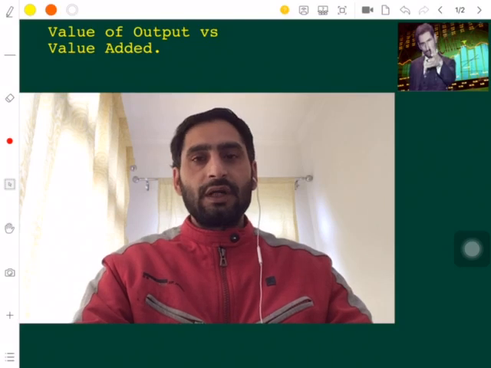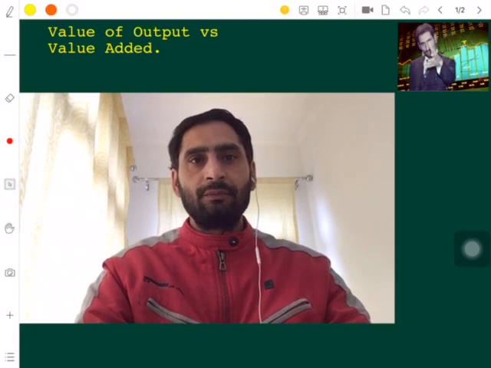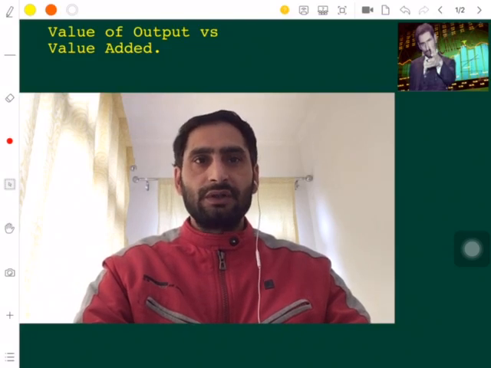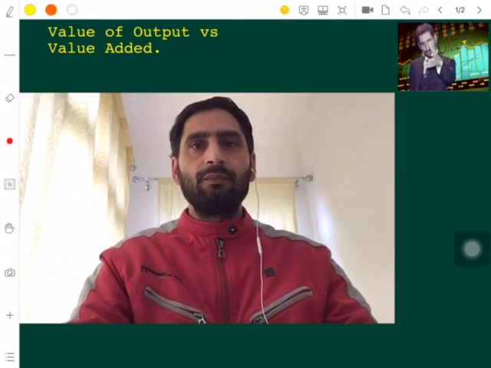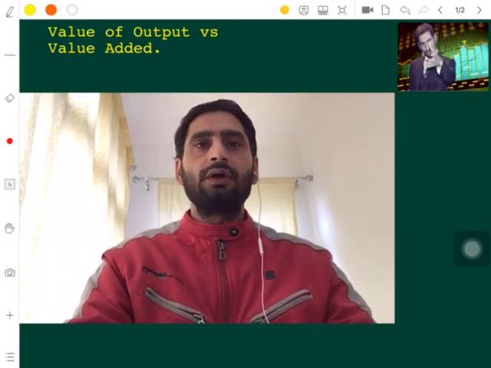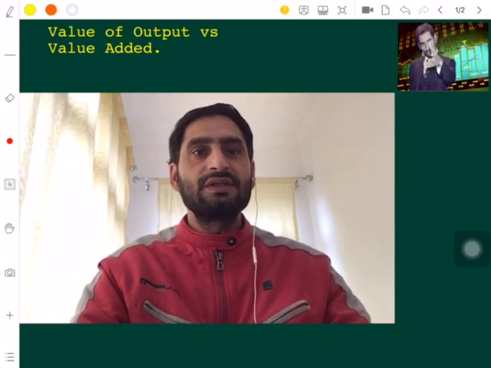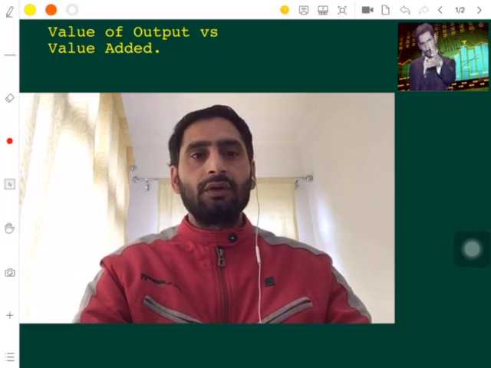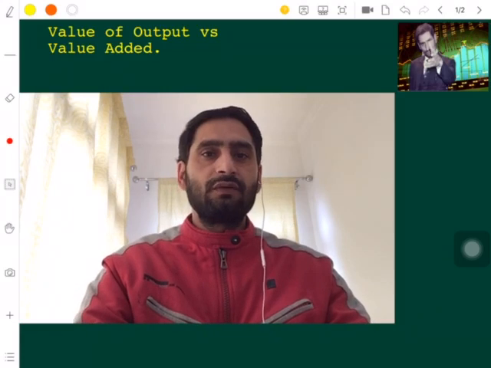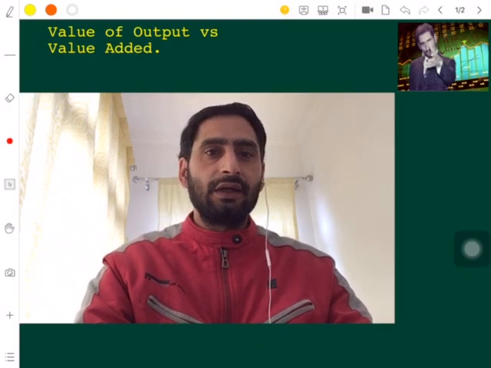As far as value of output and value added are concerned, there are two distinct words. One is output and the other is added. How do we differentiate between the two? When we define value of goods and services, we take the value of goods and services produced in an economy. That is what we do in national income. We calculate whatsoever is produced in an economy and whatsoever is transacted in an economy.